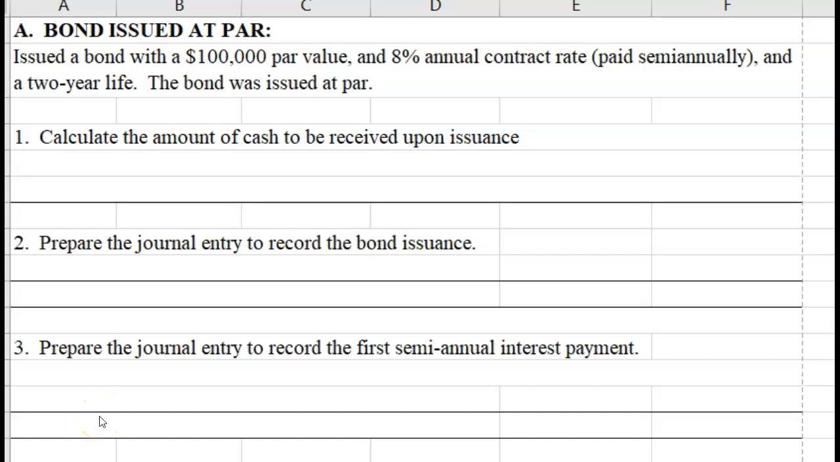Hi everybody. In this series of video exercises, we will explore the accounting for bonds payable and the accounting for bond interest payments using the effective interest method. Please do two things before completing this exercise.